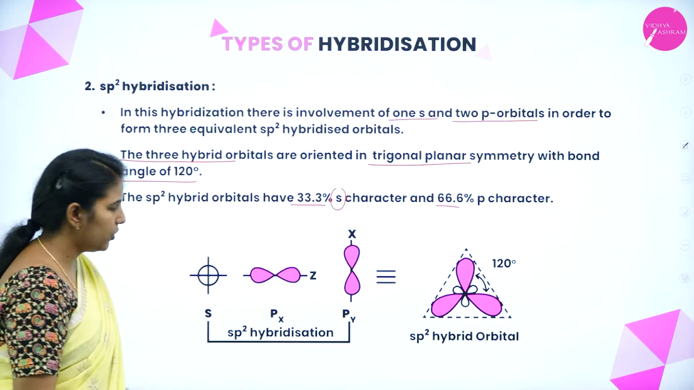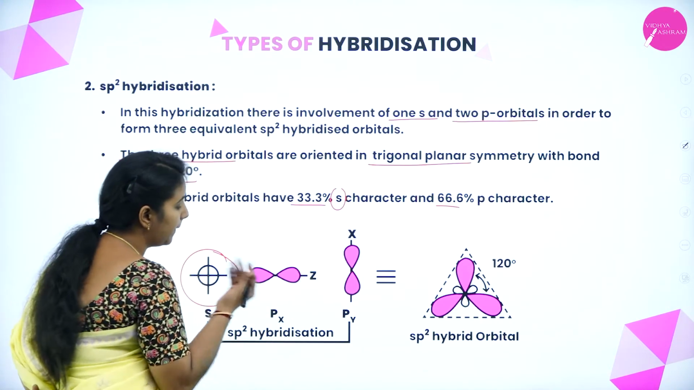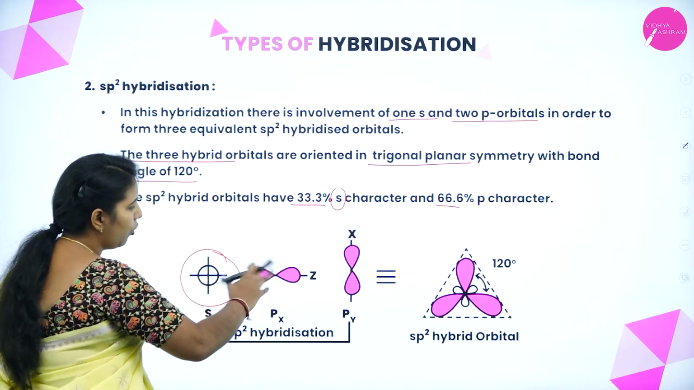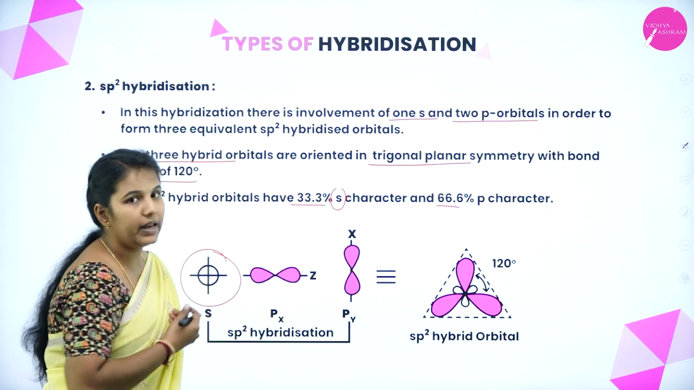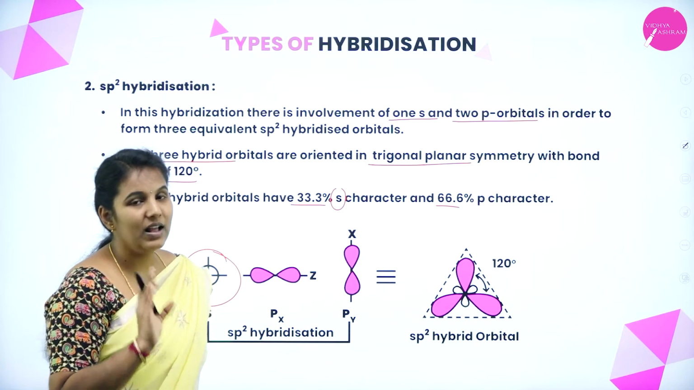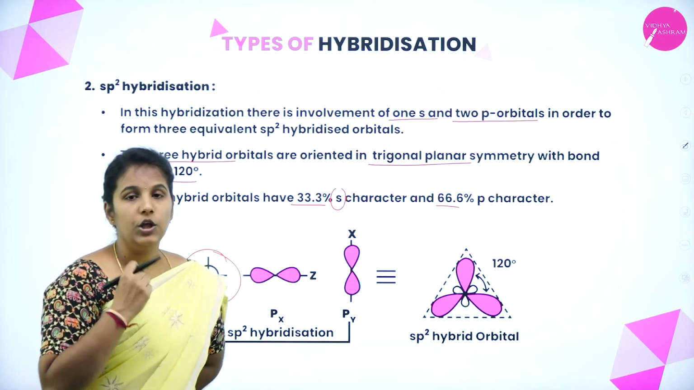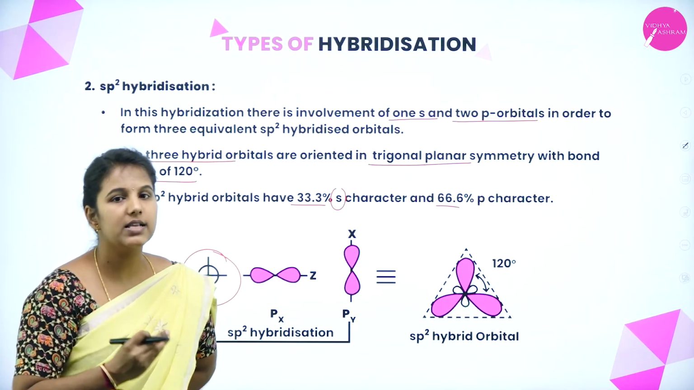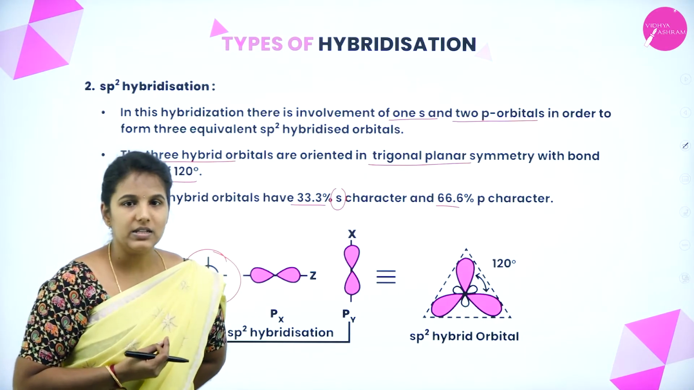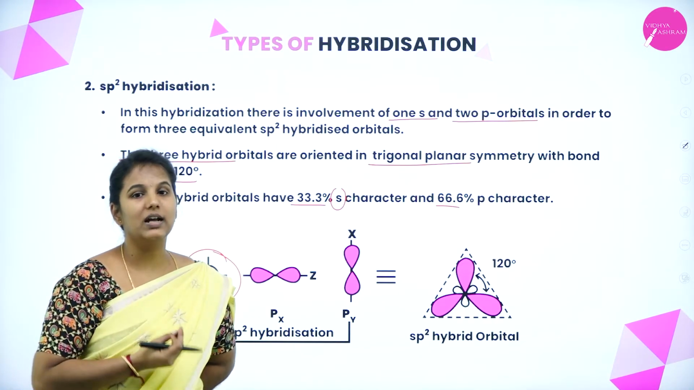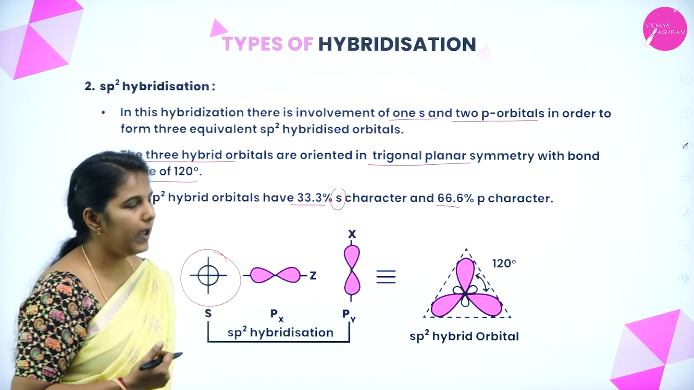p character. Here you can see that this is the shape of an s orbital and this is the double shape of p orbitals. When they overlap, it results in the formation of a trigonal planar structure. So when you are writing the sp2 hybrid orbital, you must remember that it always has a trigonal planar structure, where it shows 33% of s character and 66% of p character.